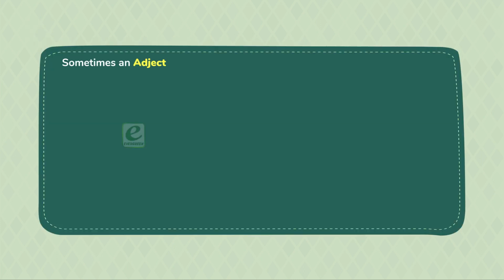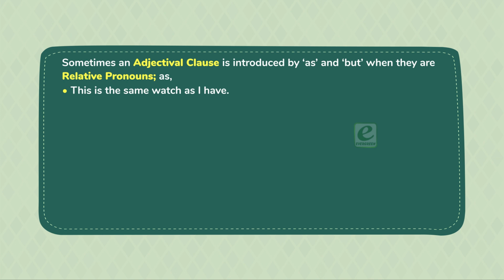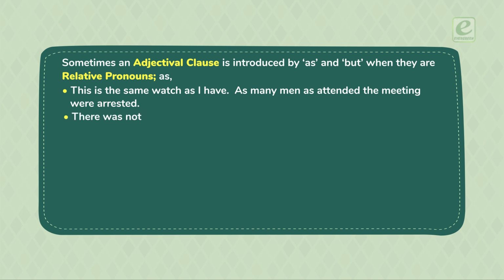Sometimes an adjectival clause is introduced by as and but when they are relative pronouns, as: This is the same watch as I have. As many men as attended the meeting were arrested. There was not a student but complained, who did not complain.